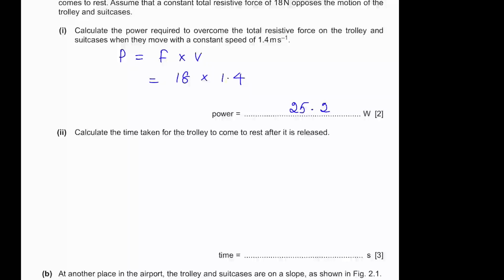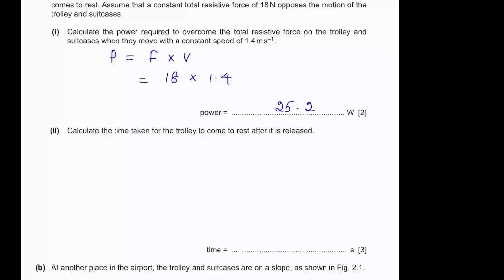Calculate the time taken for the trolley to come to rest after it is released. If I use F equals ma on the trolley, there is a resistive force of 18 newtons acting horizontally. So the resultant force is minus 18, which is against the motion. Mass is 72 kilograms, suitcase and the trolley. So the acceleration is minus 18 over 72. That is minus 0.25 meters per square second. That is the acceleration.